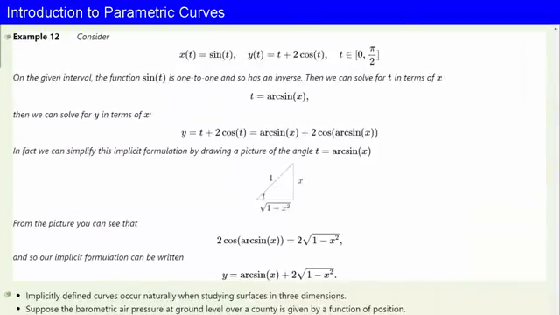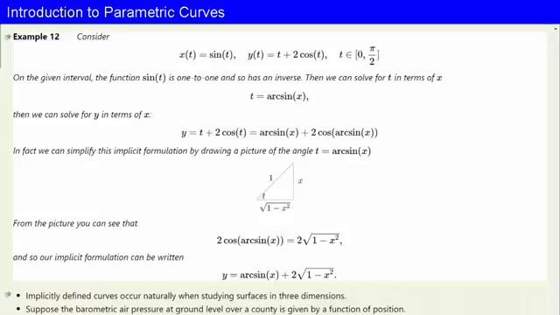As a last example, consider the parametric curve x of t equals sine t, y of t equals 2 plus cos t, and let's assume that t is restricted to the interval 0 to pi over 2. On that given interval, the function sine t is 1 to 1, and so has an inverse. Then we can solve for t in terms of x. t is the arcsine of x. Now you can solve for y as a function of x, because y is equal to t plus 2 cos t, and that's equal to arcsine x plus twice the cos of arcsine x.